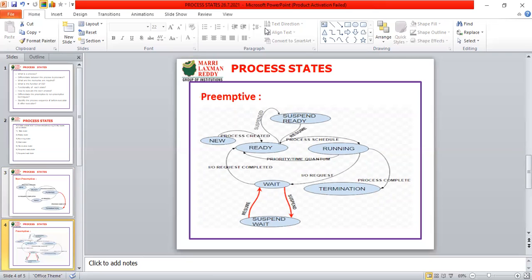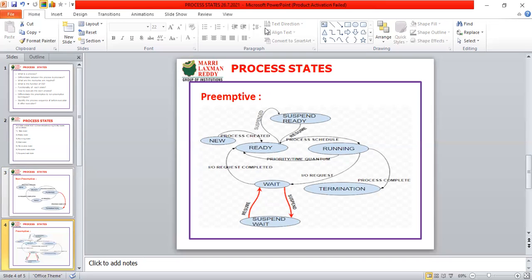In the running state, there are three cases. In the first case, all the resources are available, the process executes, and then goes to the termination state. In the second case, the IO operation is not available, so the process waits in the wait state until the IO operation is completed, and then the process is registered again.